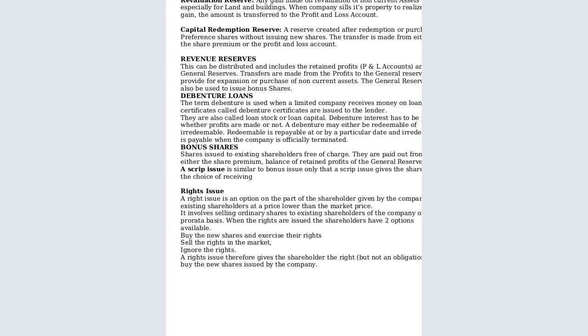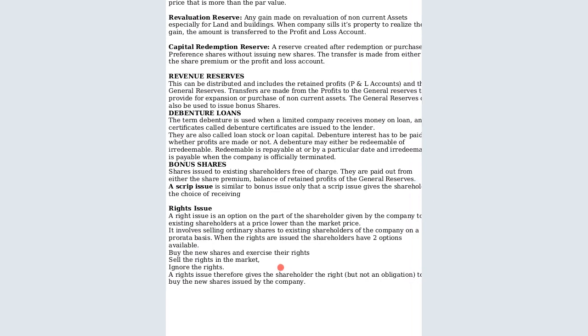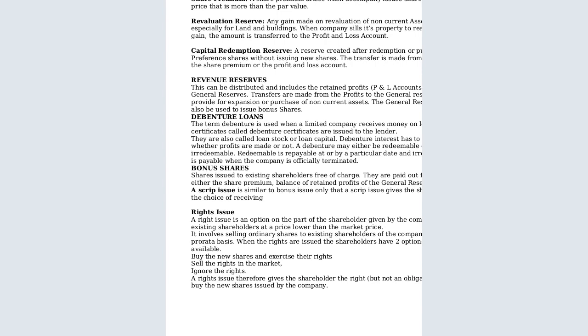Remember, we said shareholders are supposed to be given dividends per year when the company makes profit. Now a company may decide, instead of giving these people dividends in form of cash, why can't we give them additional shares free of charge? So that's why we are told they are paid out from either the share premium, balance of retained profit or the general reserves. In short, just note, these are shares that are issued to existing shareholders free of charge instead of giving those people cash dividends.